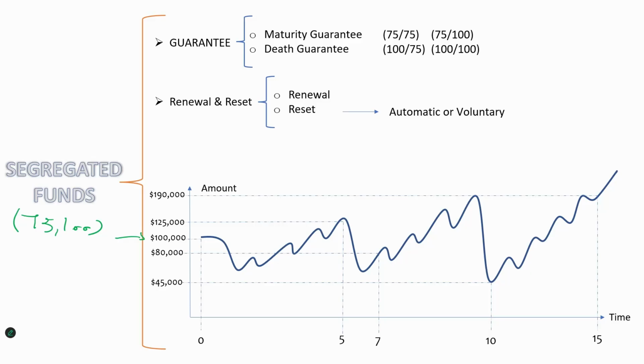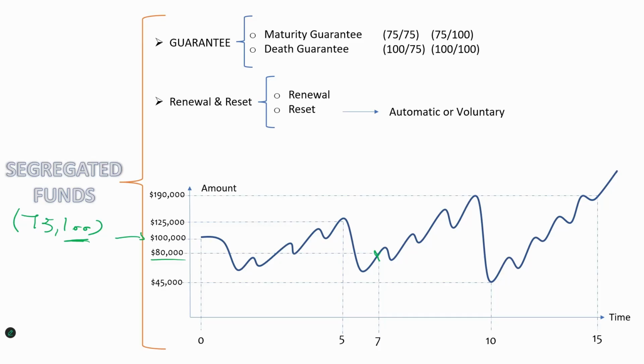So let's say in this case, at year seven, the client passes away. Because there's a 100% guarantee, right? And the market value at year seven is 80. If that client dies, the insurance company has to pay another $20,000, right? To provide that guarantee that they had for 100%.